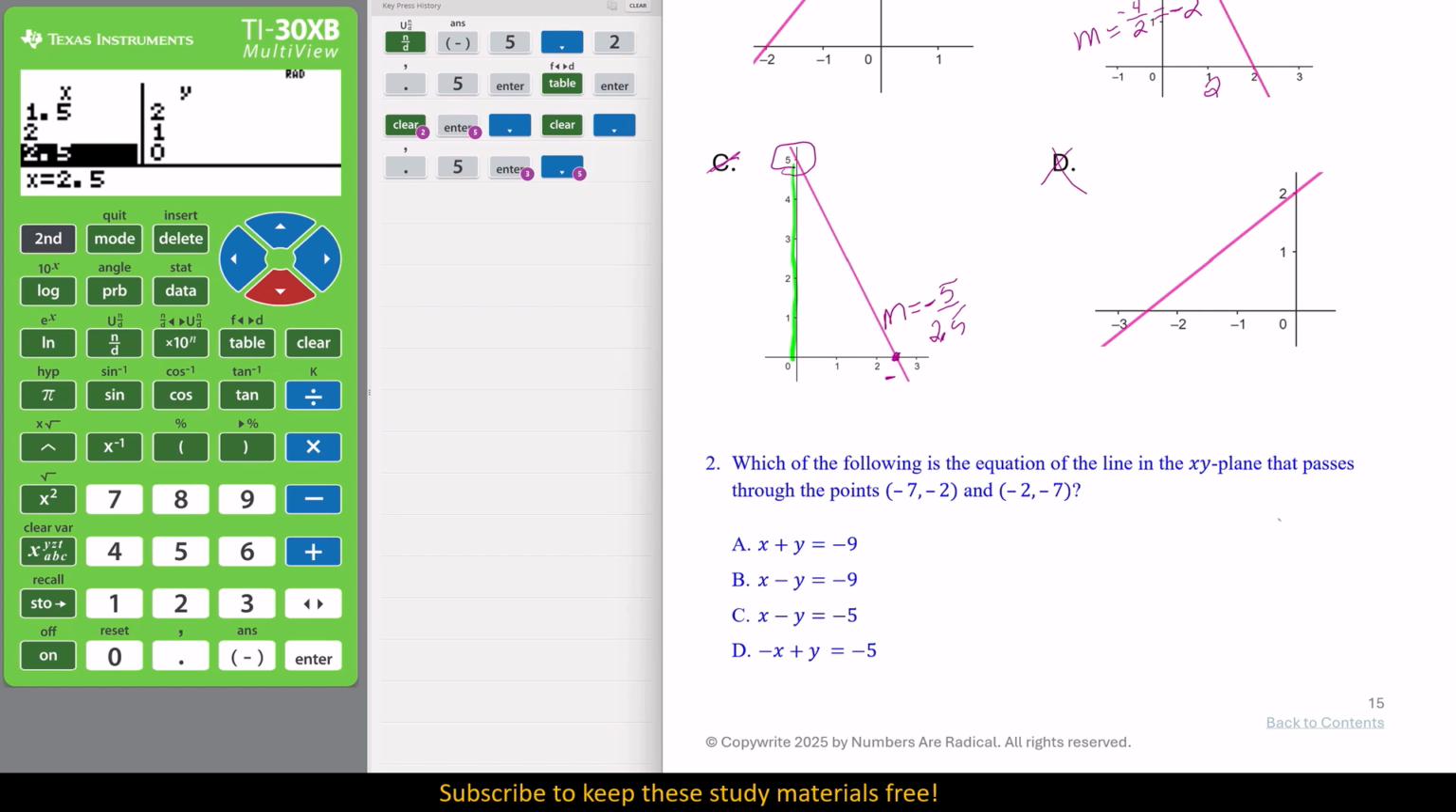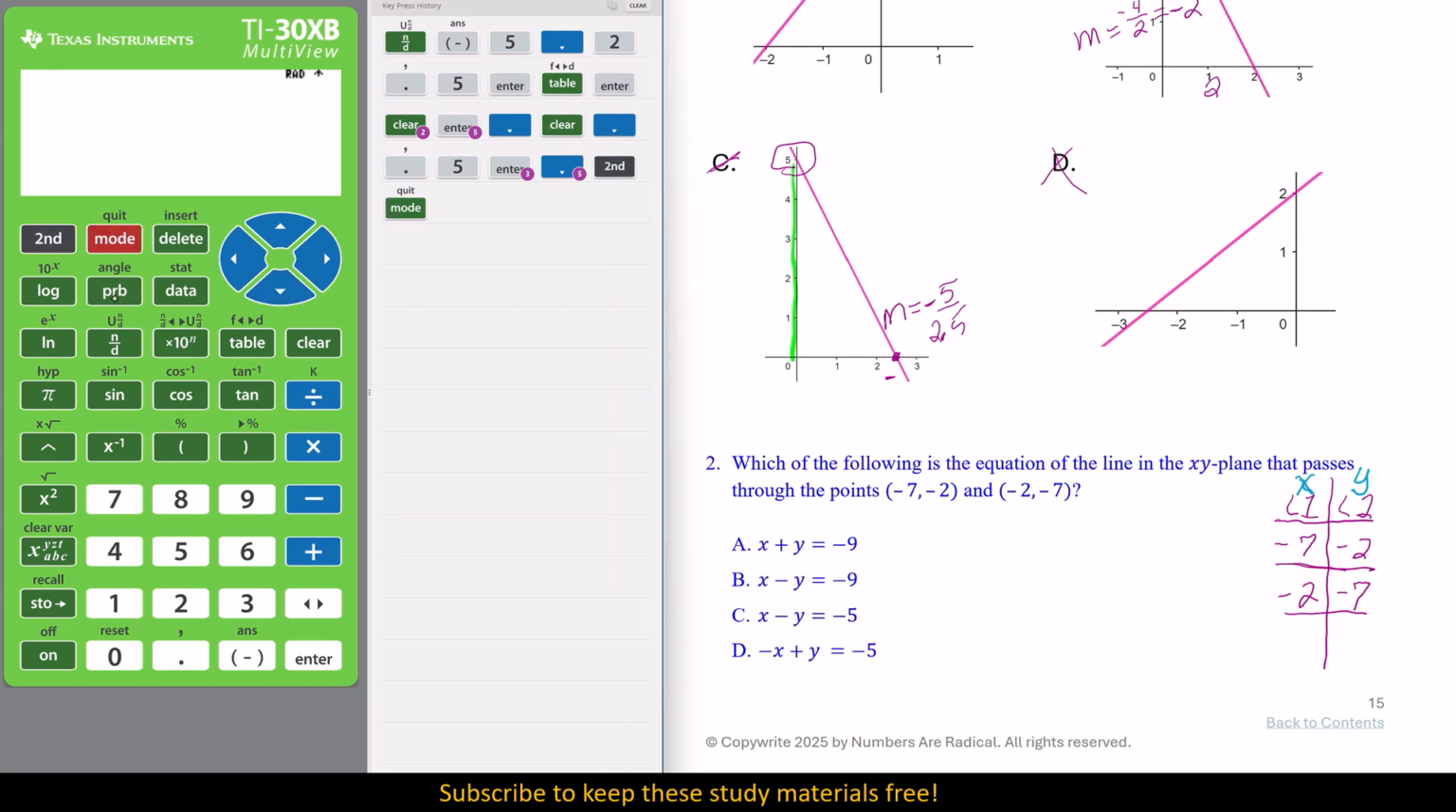All right, what we're going to do is put this in the calculator so that we can build our equation using our calculator. So we need to use our list 1 and our list 2. List 1, these are x values, and L2 or list 2 is our y's. All right, then what do we enter? In our calculator, we need to enter the -7, -2, and -2, -7.